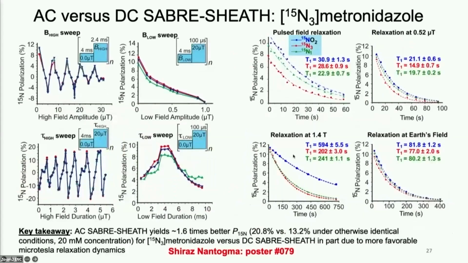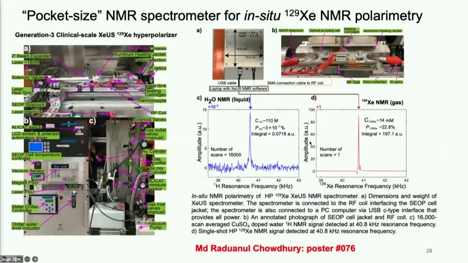And again, if we compare the two approaches, DC versus AC, we show that there is a substantial improvement, approximately 1.6 times, in the levels of polarization. So this is the reason why we're considering doing both, because in some cases you may be able to push polarization much higher. The reason why we're interested in metronidazole is it's an antibiotic, a potential hypoxia probe, with a long T1 of 10 minutes for the NO2 group, so it's quite remarkable that we can push the lifetime of the hyperpolarized state that long. I'm not going to go through some of the other displays.